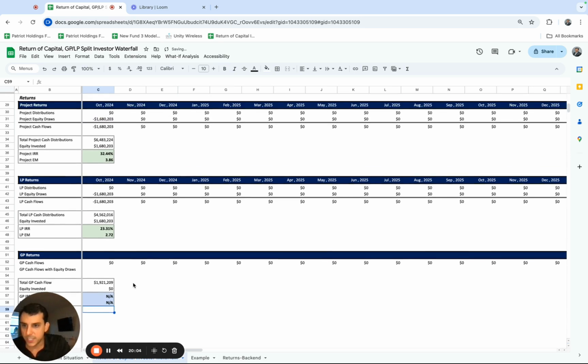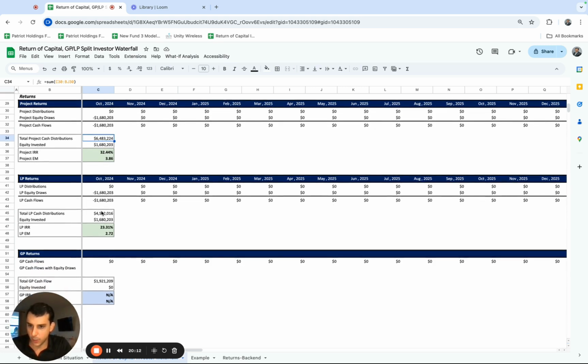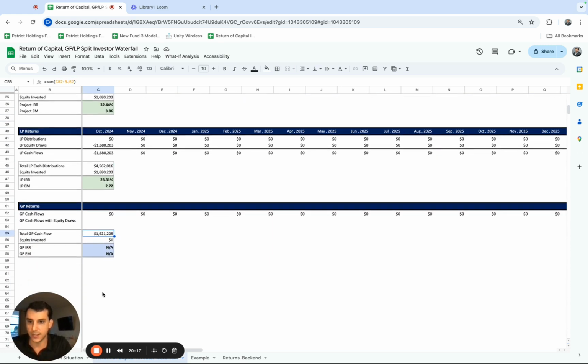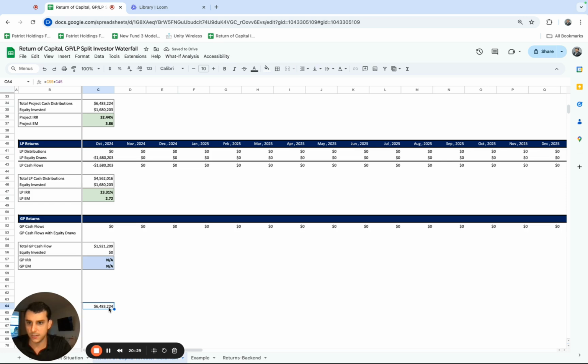So what this is saying is that this project is going to give $6.4 million in cash flow. And of that 6.4, the LP is going to get 4.5 of it. The GP is going to get 1.9 of it. So we're going to do equals this plus that. It needs to equal the project. I don't know why it's in percentage, but let's double check. This should equal this. And it does. And then, yep, that matches. So that should be good.